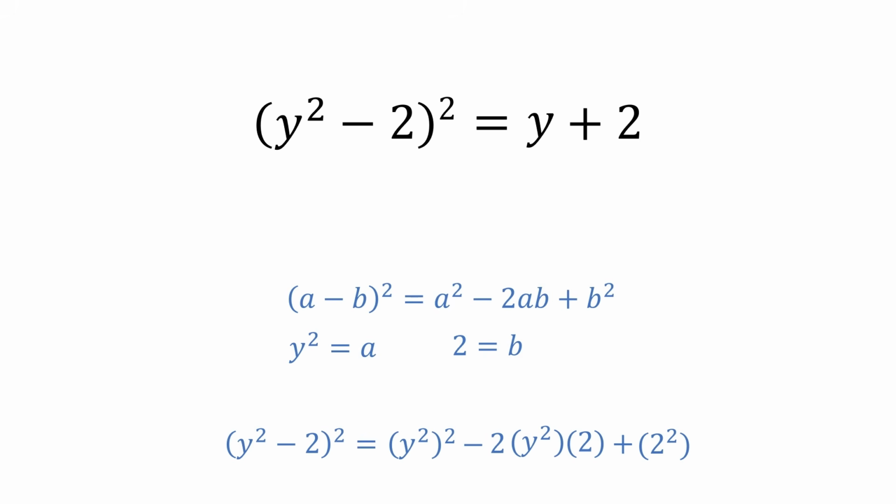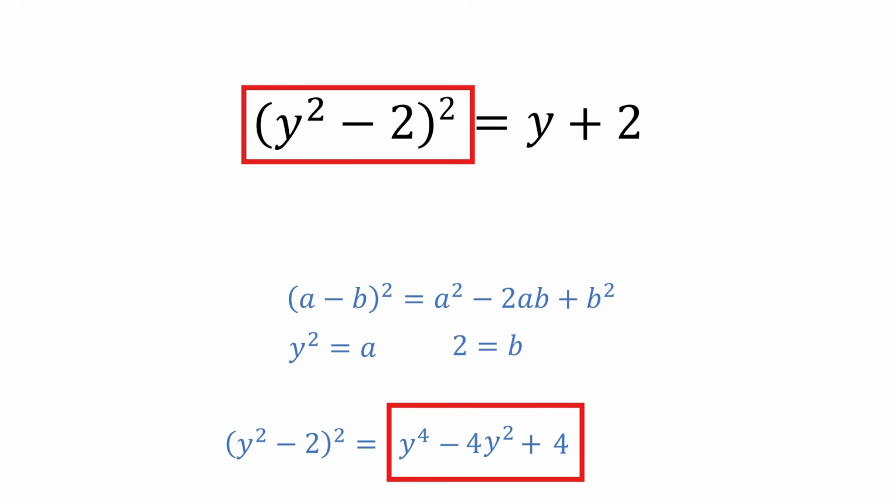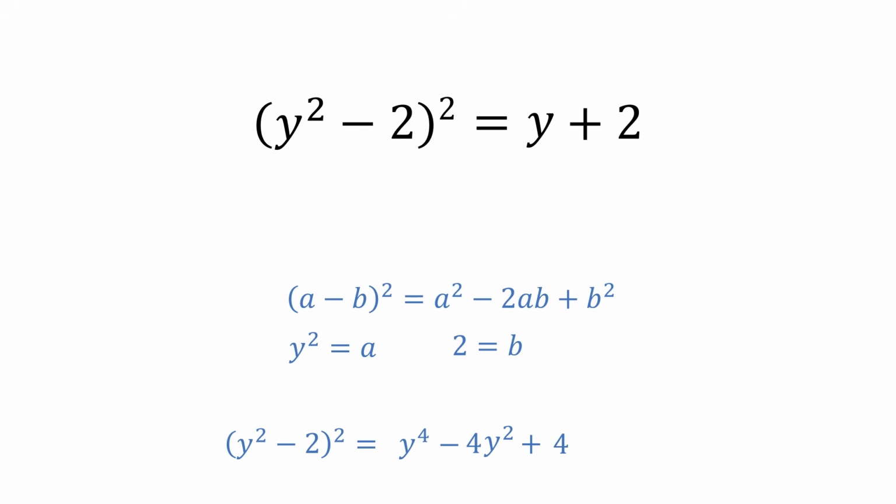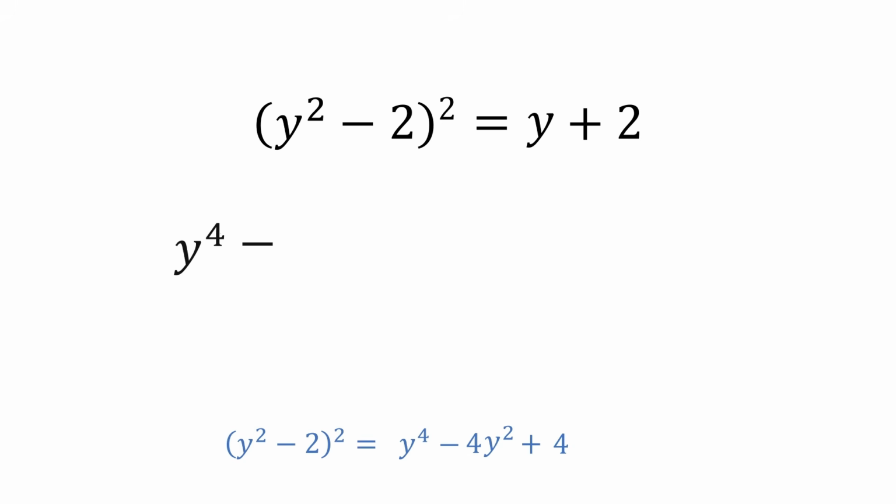Y squared raised to the second power becomes y to the fourth. 2 times y squared times 2 becomes 4y squared. And 2 squared becomes 4. So the left side is now y to the fourth minus 4y squared plus 4. Substitute that back into the equation, and we get y to the fourth minus 4y squared plus 4 equals y plus 2.